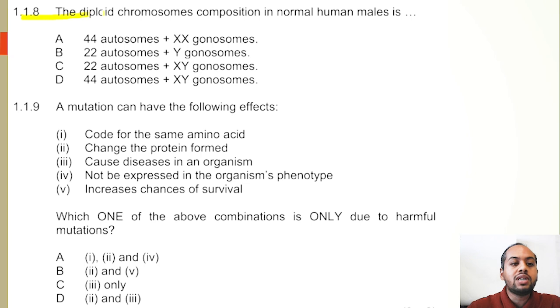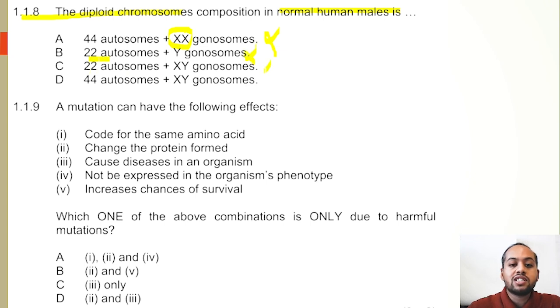1.1.8, the diploid chromosome composition in a normal human male. 44 autosomes and XX chromosomes? No, because X and X will be in a female, and you want to get to 46, so that will give you 46 chromosomes in a female. 22 autosomes and Y chromosome, it's 22 pairs of autosomes. It's not 22 autosomes, there are 44 autosomes, therefore that's incorrect.